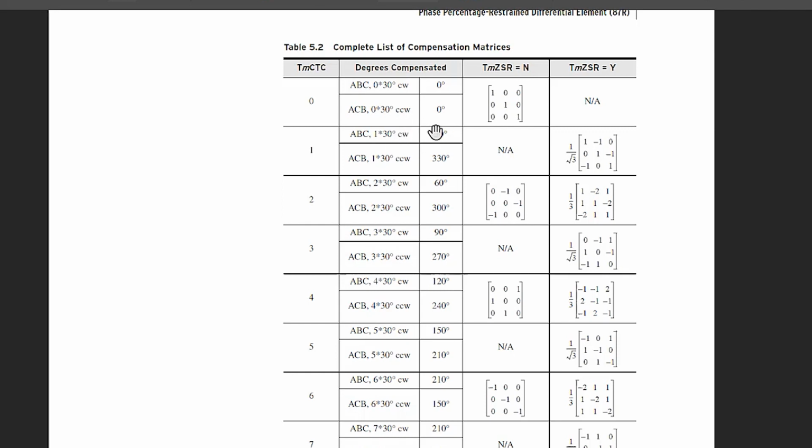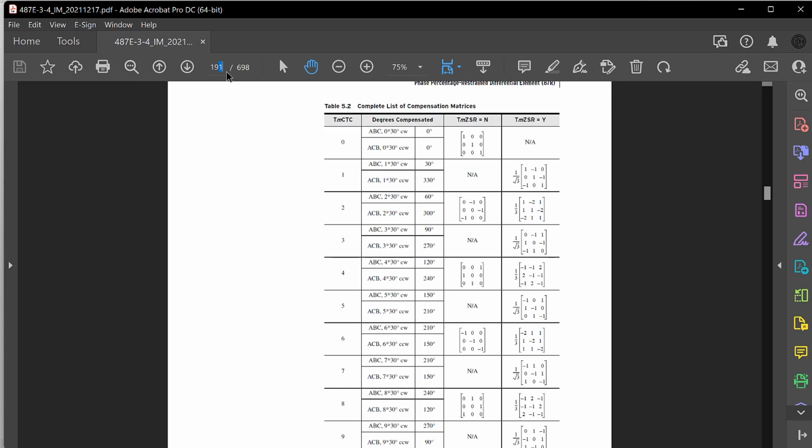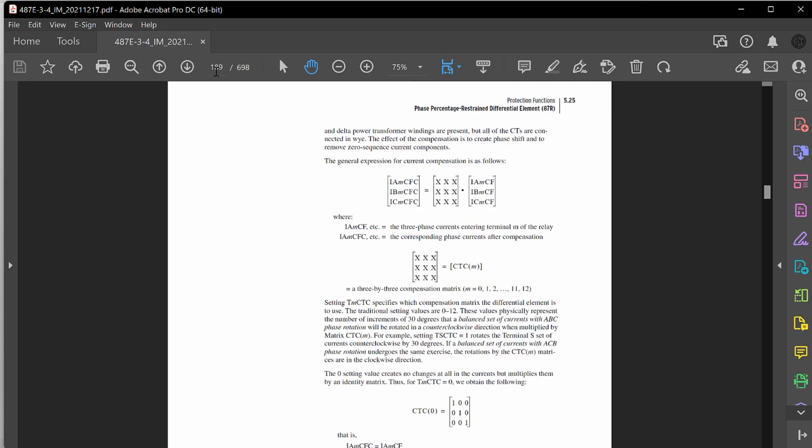So for an ABC rotation system, which in this case we're assuming that we have, we're compensating a 30-degree clockwise angle, meaning that the low side is 30 degrees ahead clockwise of the high side. Now this is a little bit confusing, and I think the instruction manual actually talks about it a little bit better, or words it a little bit better, on page 189.